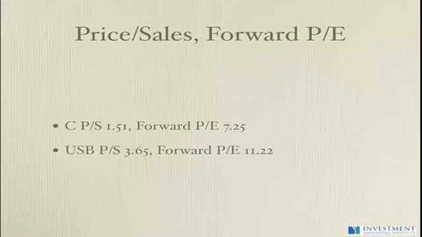How about price to sales? Citibank's price to sales is 1.51, USB's is 3.65, twice the valuation. The forward PE on Citibank is 7.25. The forward PE on USB is 11.22, so about a 50% premium for the forward PE. So we've gone through a series of valuations which allow us to compare and contrast these two banks.